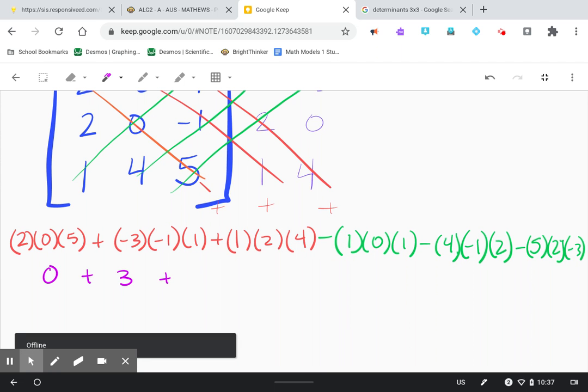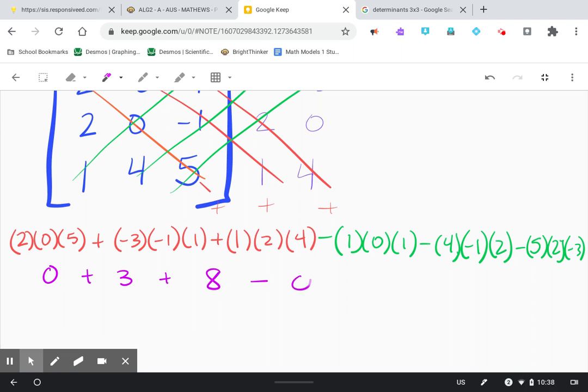1 times 2 times 4 is 8. Minus 1 times 0 times 1 is 0. Minus 4 times negative 1 times 2 is negative 8. If you need to do each of these little calculations in the calculator individually and write the answer, that's fine. Minus 5 times 2 times negative 3, that's negative 30.